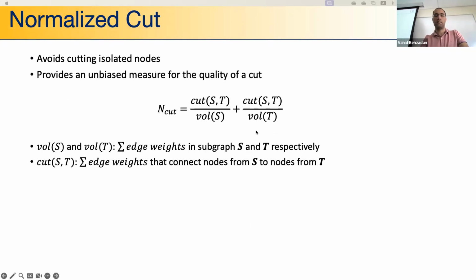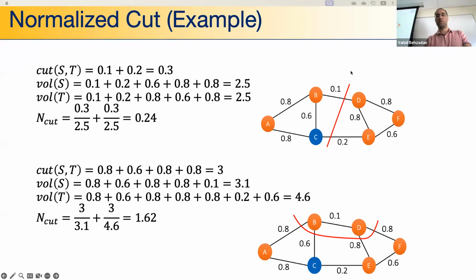So how do we do it? By math. So basically, this is called a normalized cut. It avoids cutting isolated nodes and provides an unbiased measure of quality of the cut. So basically, you divide the cut S and T, which is the sum of the edge weights that you cut at. So here, I'm going to show you an example. Here, if you cut here, cut ST is basically 0.1 plus 0.2. That's the sum of the weights at the cut you decide to do, right?